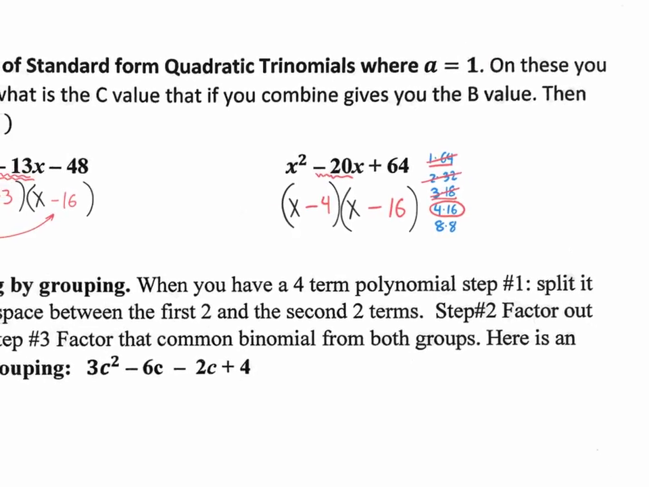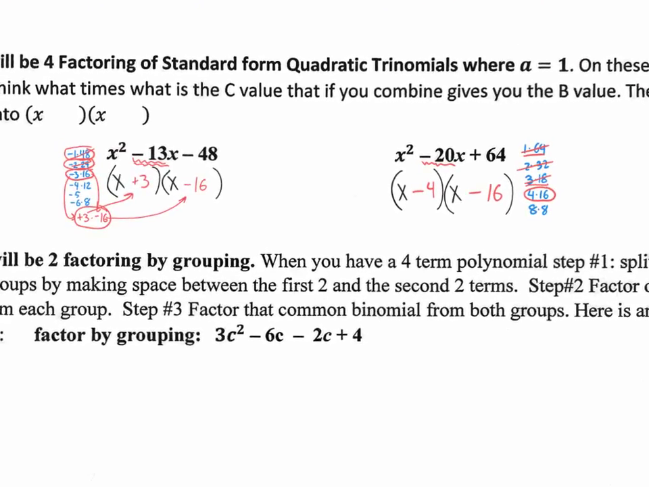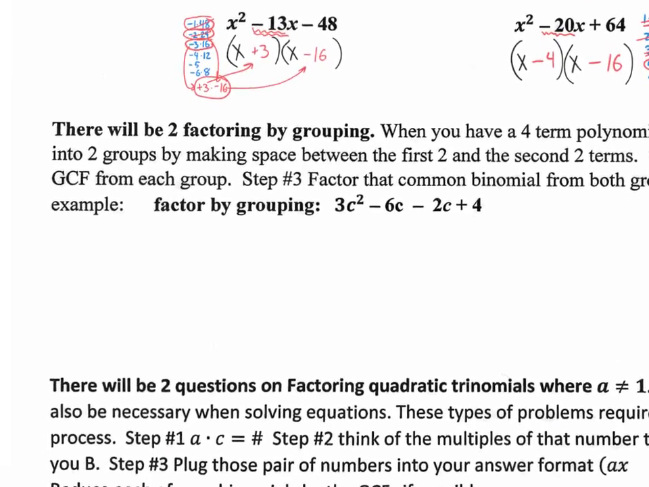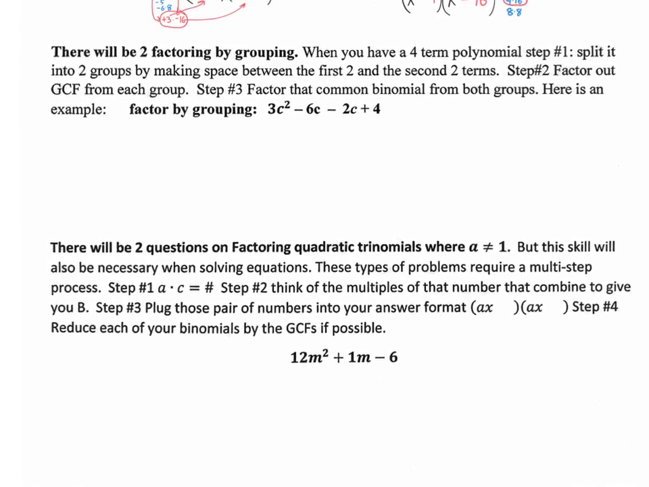So there's going to be about 4 of those. I only gave you 2 examples, but there's going to be 4. And the numbers will be easier than 48 and 64. What else? There's going to be 2 factoring by grouping. So this is probably one of the least amount of questions that you're going to see on the test. But if you're going for the A, you're going to have to be able to do grouping.